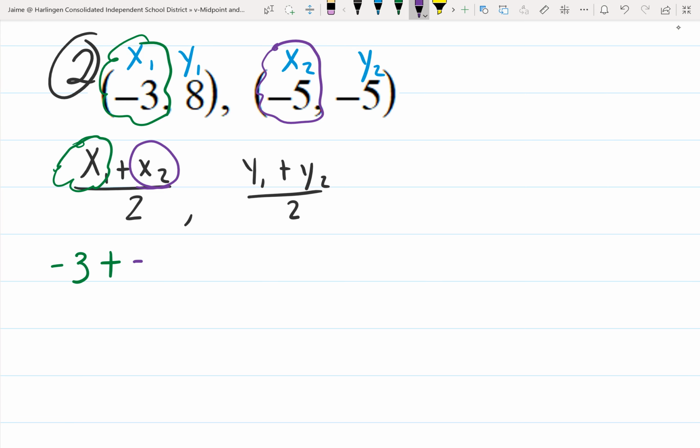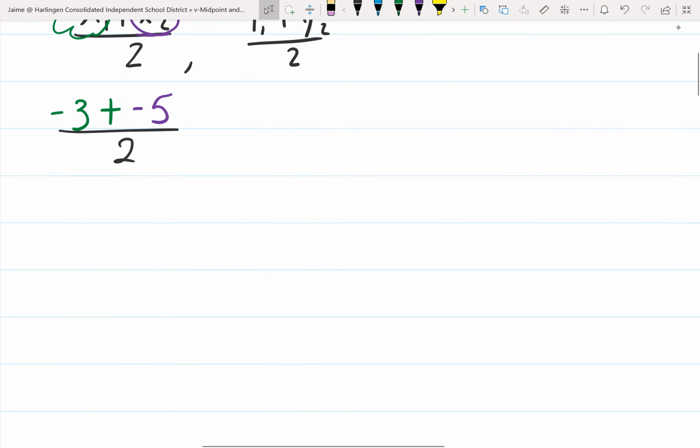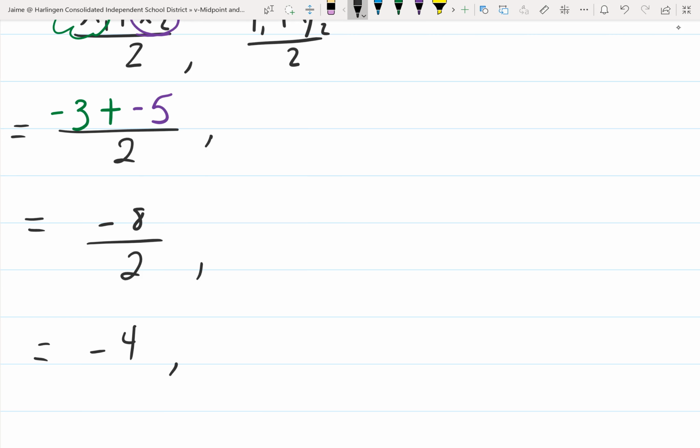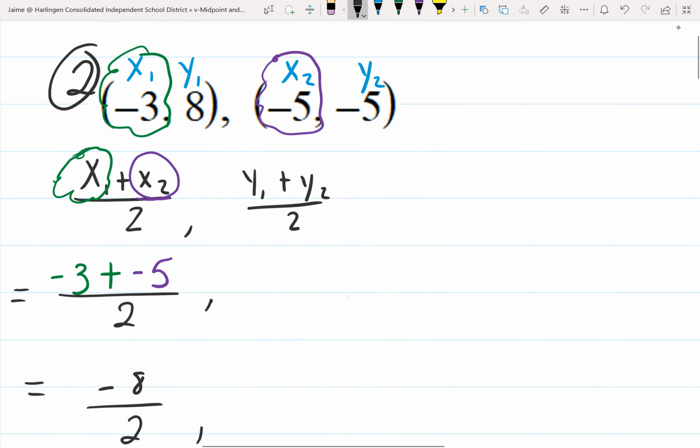So negative 3 plus a negative 5. And then don't forget to put divided by 2 because that is the formula. Negative 3 plus a negative 5, that's negative 8. And then divide that by 2. So negative 8 divided by 2 gives us negative 4 again. Over here there's a comma, because we're waiting for the last number that you get from the y's.